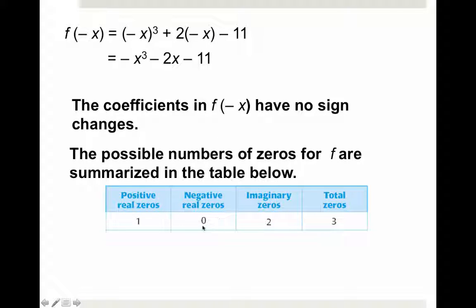We can't have any negative zeros, which leaves us 2 imaginary possibilities for our total of 3 because the degree was 3. So this is our only solution in this table because we don't have any other possibilities for positives or negatives. So we're done.